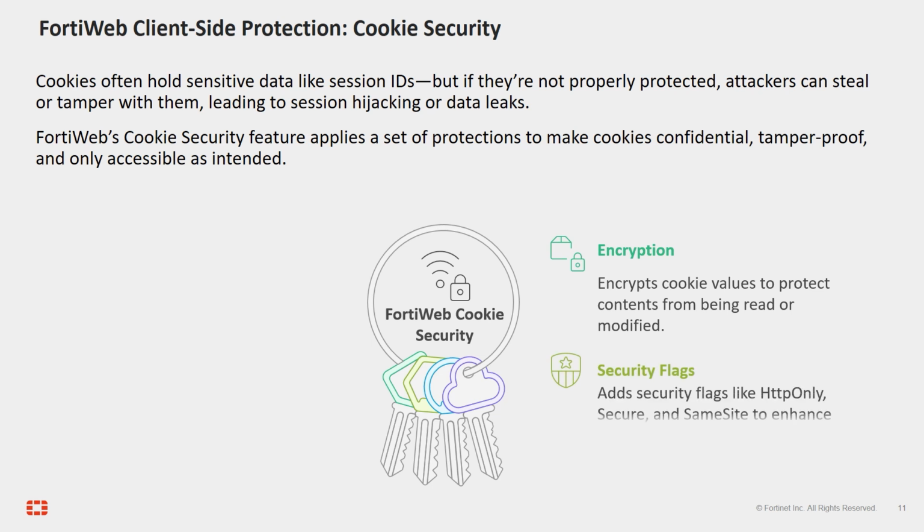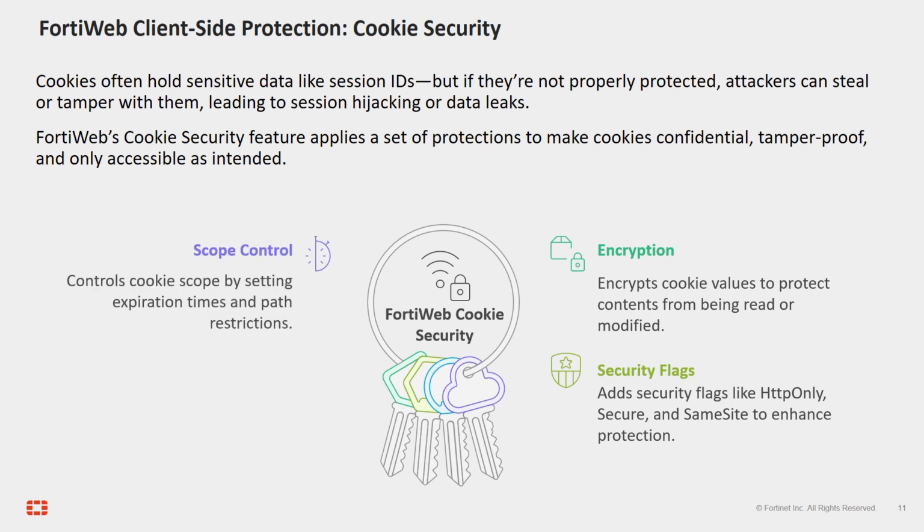It adds key security flags: HttpOnly to block JavaScript from stealing cookies, Secure so cookies are only sent over HTTPS, SameSite to stop cross-site request forgery. It can control cookie scope by setting expiration and path limits. It signs cookies and checks their integrity. If a cookie's been tampered with, it's rejected. With this feature enabled, session cookies stay protected, even if a malicious script runs in the browser or if someone tries to intercept the traffic.